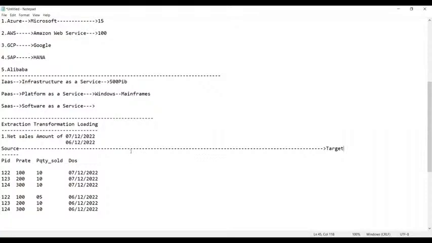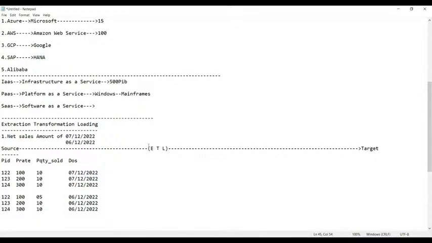Between the source and the target, guys, we apply the process of ETL, which stands for what? Extraction, transformation, and loading. Anyways, you know this: what is extraction, what is transformation, and what is loading. We know it. Now, guys, let us start the process of ETL. How does it work? So now, guys, extraction.